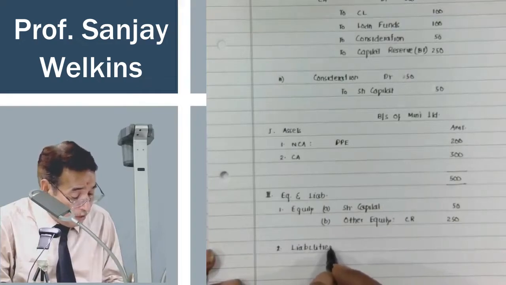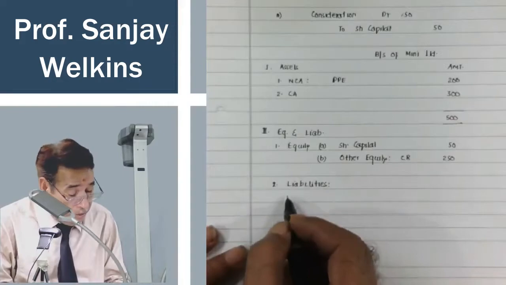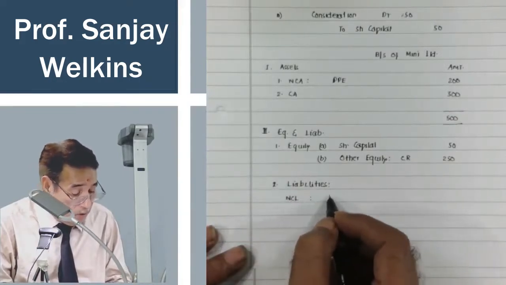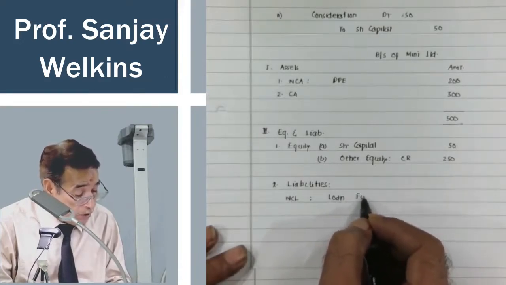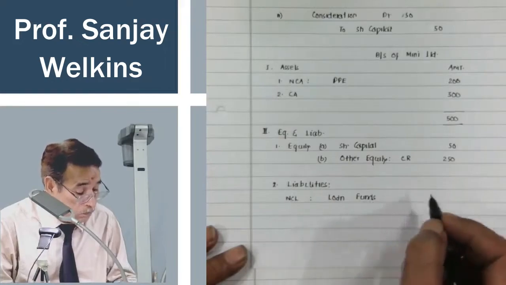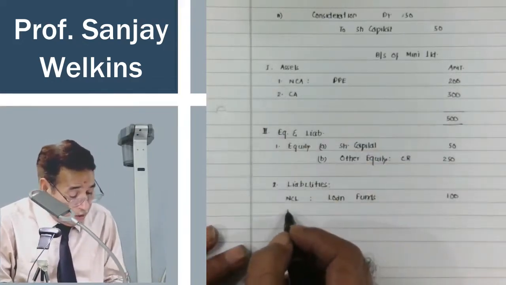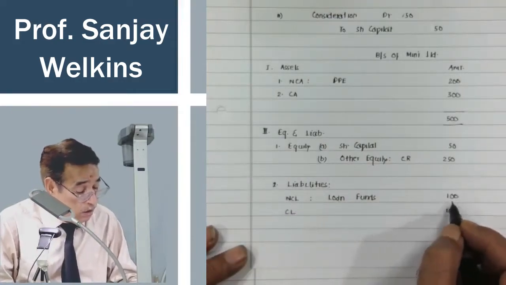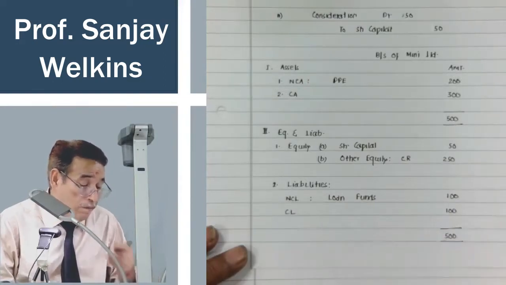As far as liabilities are concerned, you write here non-current liability. Since they have taken loan funds, you will write here loan funds worth rupees 100. And they have taken over our current liability also worth rupees 100. 300, 400, 500. So that is how the balance sheet of this particular entity is given.